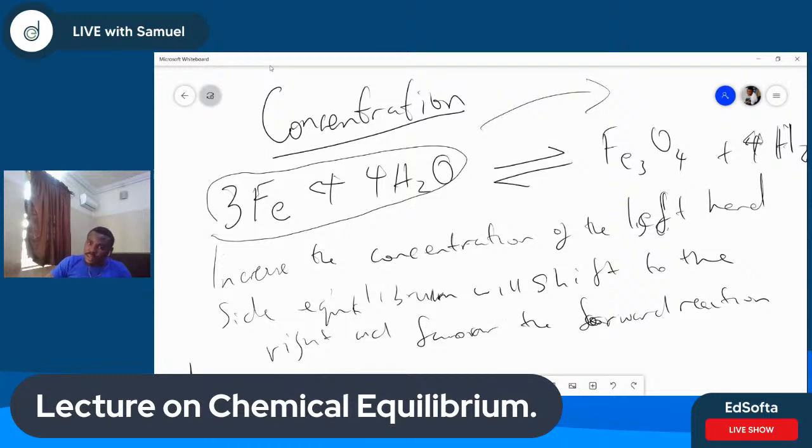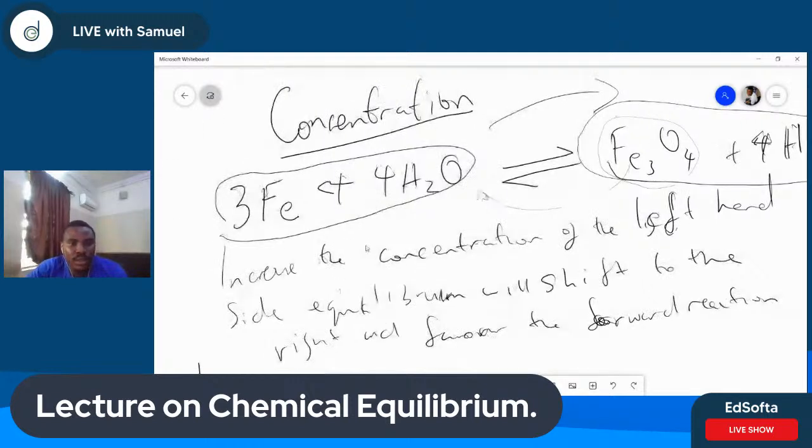If you also increase the iron 3 oxide, equilibrium will favor the backward reaction, and equilibrium will shift towards the left. So that's just that about concentration.